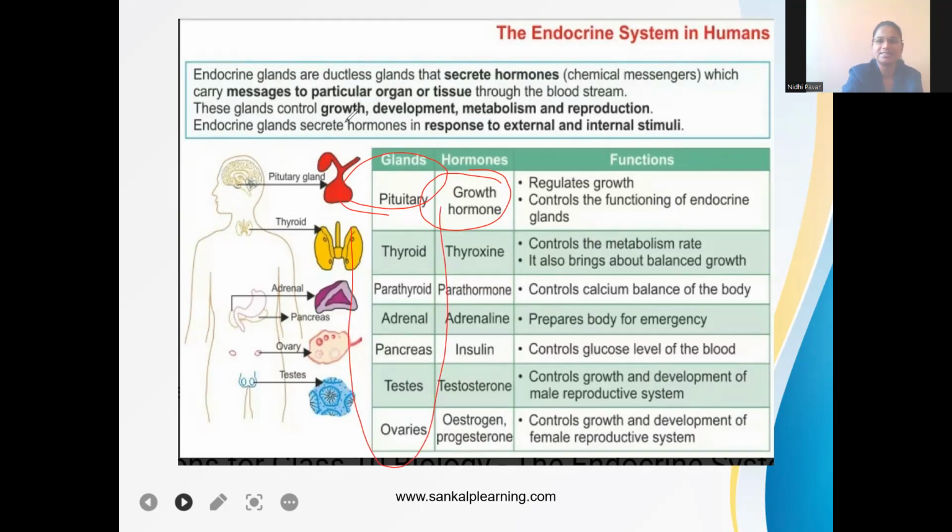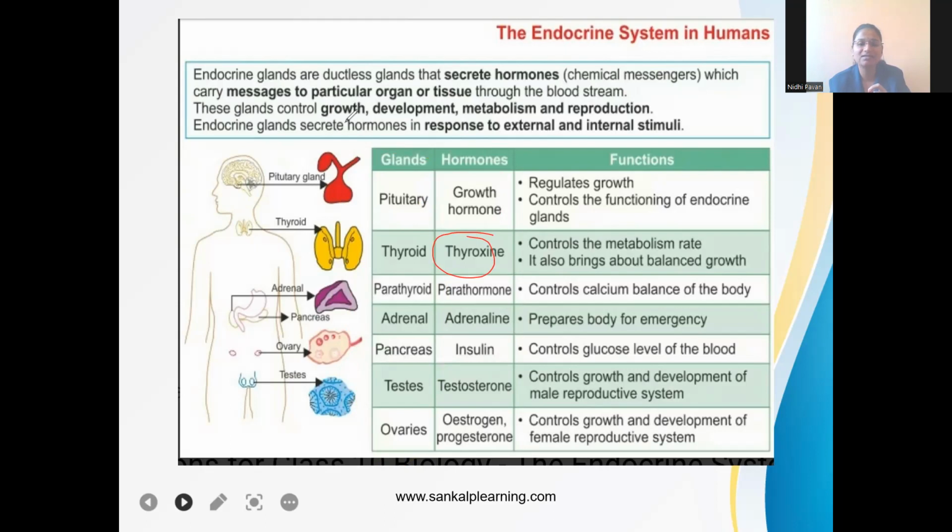Okay. Next, just a minute. Then the thyroid gland. Thyroid gland releases a hormone called thyroxine. What will thyroxine do? It controls the metabolism rate, meaning all the chemical reactions taking place inside our body are controlled by thyroxine. It also brings about balanced growth. The growth should not be more, also not less, right?